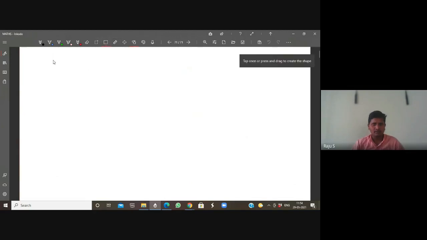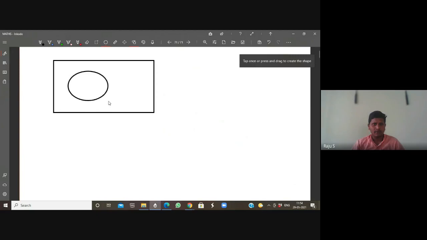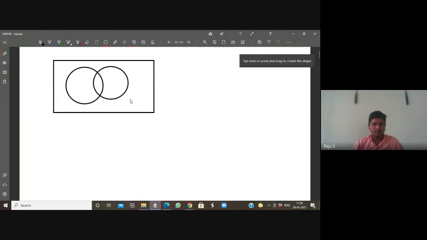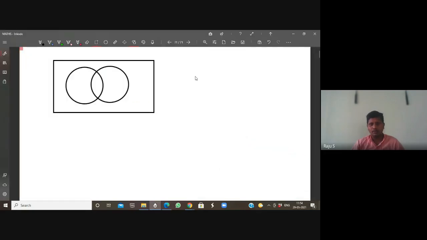Okay, students. First, I am going to draw a Venn diagram for the first subdivision. The question is: draw an appropriate Venn diagram for (A union B) whole complement.